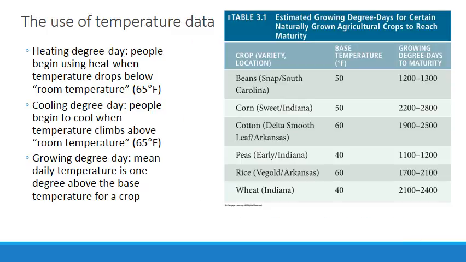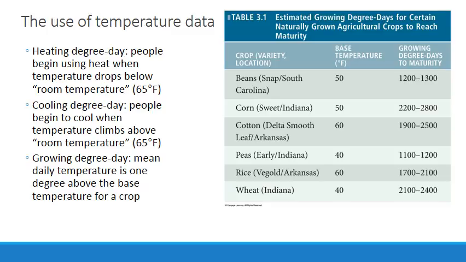A third degree day is the growing degree day. It's another practical application of the temperature data used in agriculture to determine the approximate date when crops will be ready to harvest. The number of growing degree days for a particular crop on any day is the difference between the daily mean temperature and the base temperature of the crop, which is the minimum temperature required for it to grow.